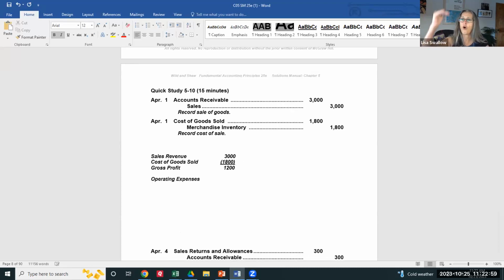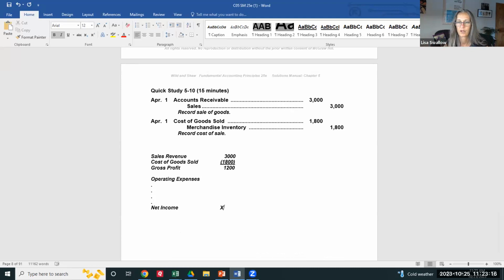I'm now going to have all my other expenses: salaries, rent, utilities, repairs, depreciation. And then at the end of all that, I'm going to have my net income. So that's why this is so important, that whatever I'm paying for my inventory, I have to mark it up enough to get a gross profit that is sufficient to cover everything else. Okay, let's keep going with quick study 5-10.